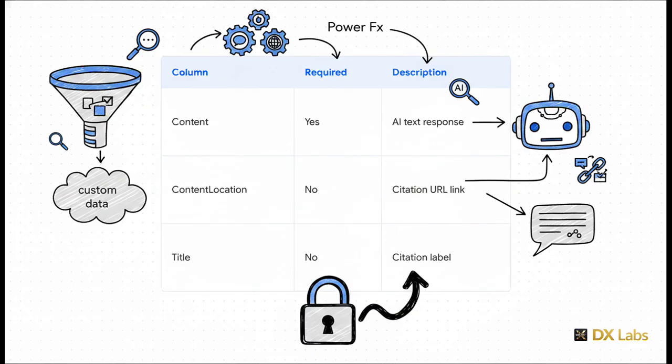First up is content. This is the actual text the AI uses, and honestly, it's the only one that's strictly required. Next, you have content location, which is just a URL used as a citation link. And finally, title, which is the display label for that citation. Feed the node anything else, and it simply fails. Definitely memorize this exact 3-column schema for the exam.